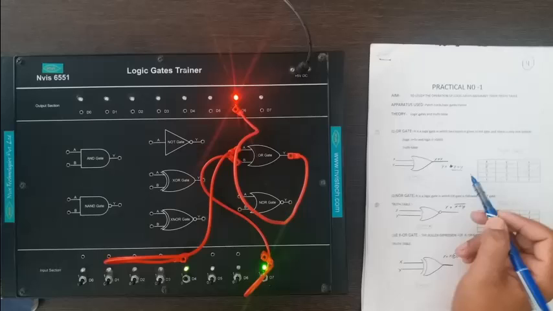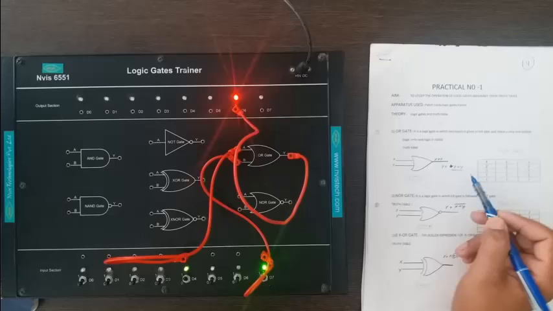811, your output should be low. You can see here. Okay, we have verified the truth table of the NOR gate also.